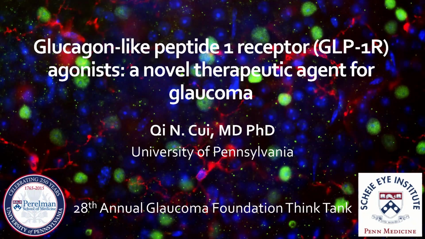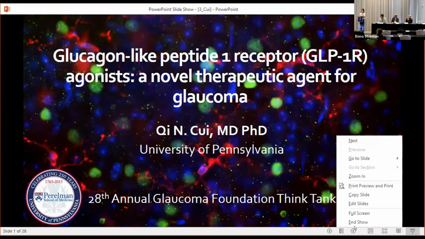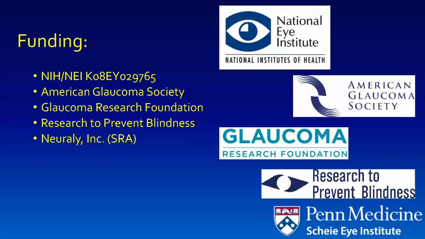So today I'm going to be presenting our data suggesting that GLP-1 receptor agonists, a class of medication used to treat type 2 diabetes, may affect microglia and astrocyte reactivity and may be a viable target for glaucoma neuroprotection.